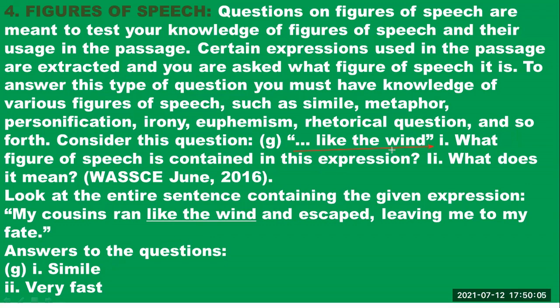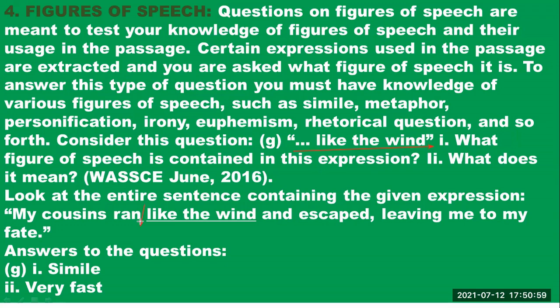Now, the second question, which is question II, is the meaning. What does it mean? Again, we have to look at the sentence from which it was extracted. "My cousins ran like the wind and escaped." You can see that when we put a full stop here, we can also use the border principle. My cousins ran. The question that arises is how? How did my cousins run? Like the wind. Now, what other expression can we use to replace "like the wind" that will collocate with "run"? My cousins ran very fast, or my cousins ran speedily.